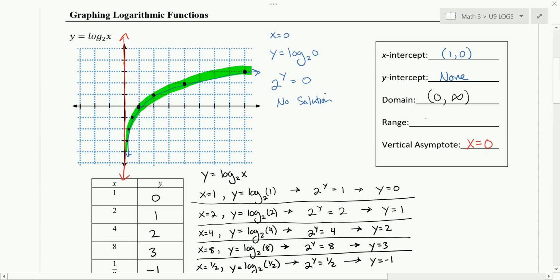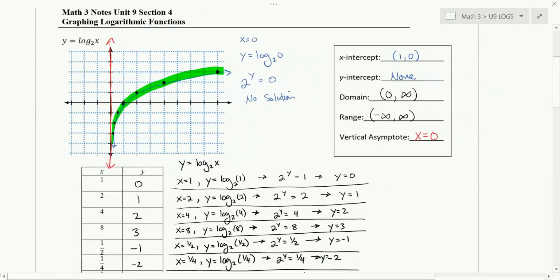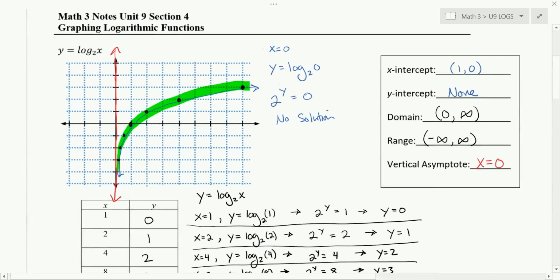And the range, it's going to hit all y values. So we'll go down to negative infinity, and it will slowly continue to increase as high as you want. So the range for all logarithmic functions will be negative infinity to infinity. So now we have some general shape here. The graphs that we're going to see are going to be in this shape.